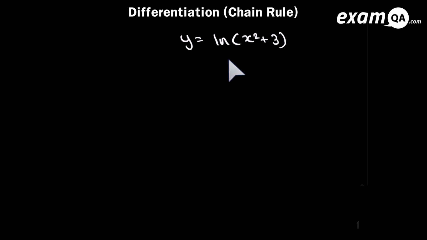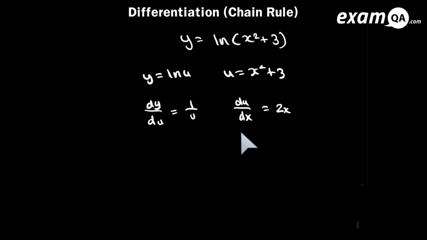Okay, so let's do another example. So the differentiation of ln x is 1 over x. Except instead of x, we've got an expression. So we're going to let that be u. And let's go ahead and differentiate that. And we can fill in the chain rule now. And it's as simple as that.